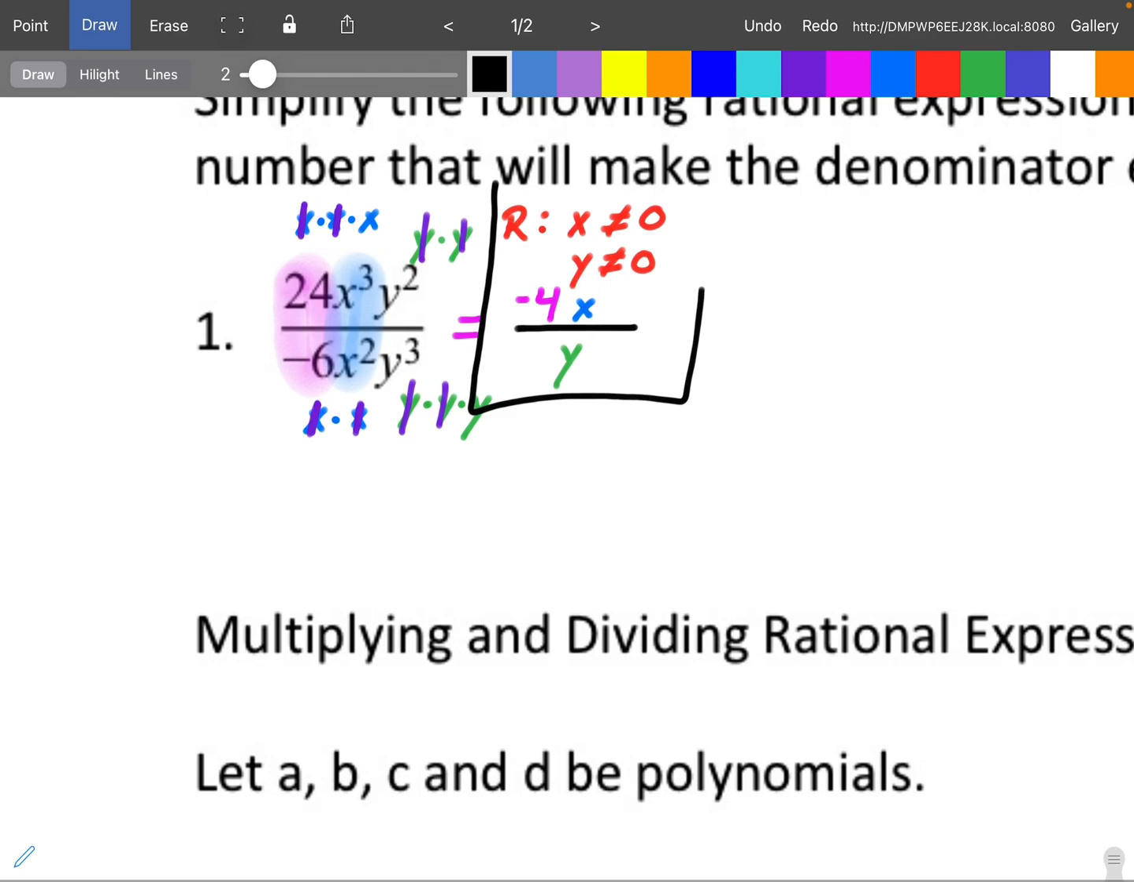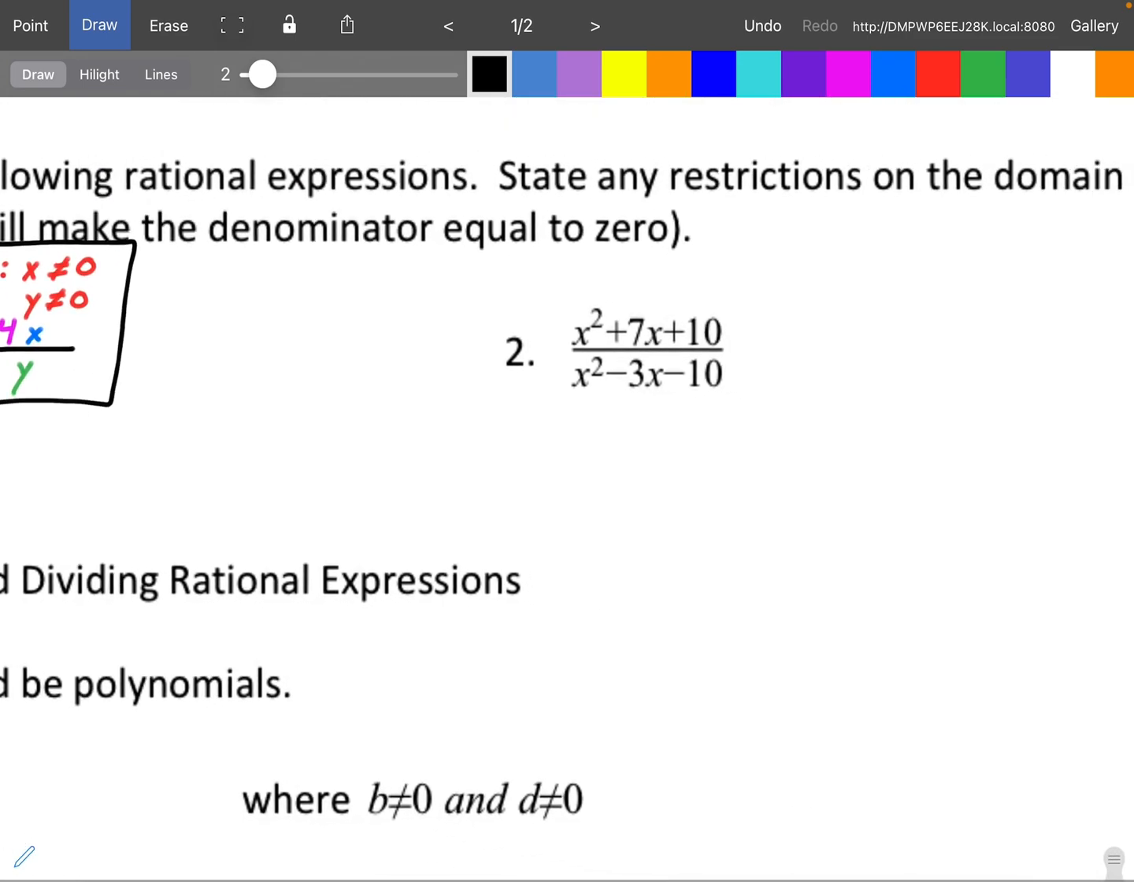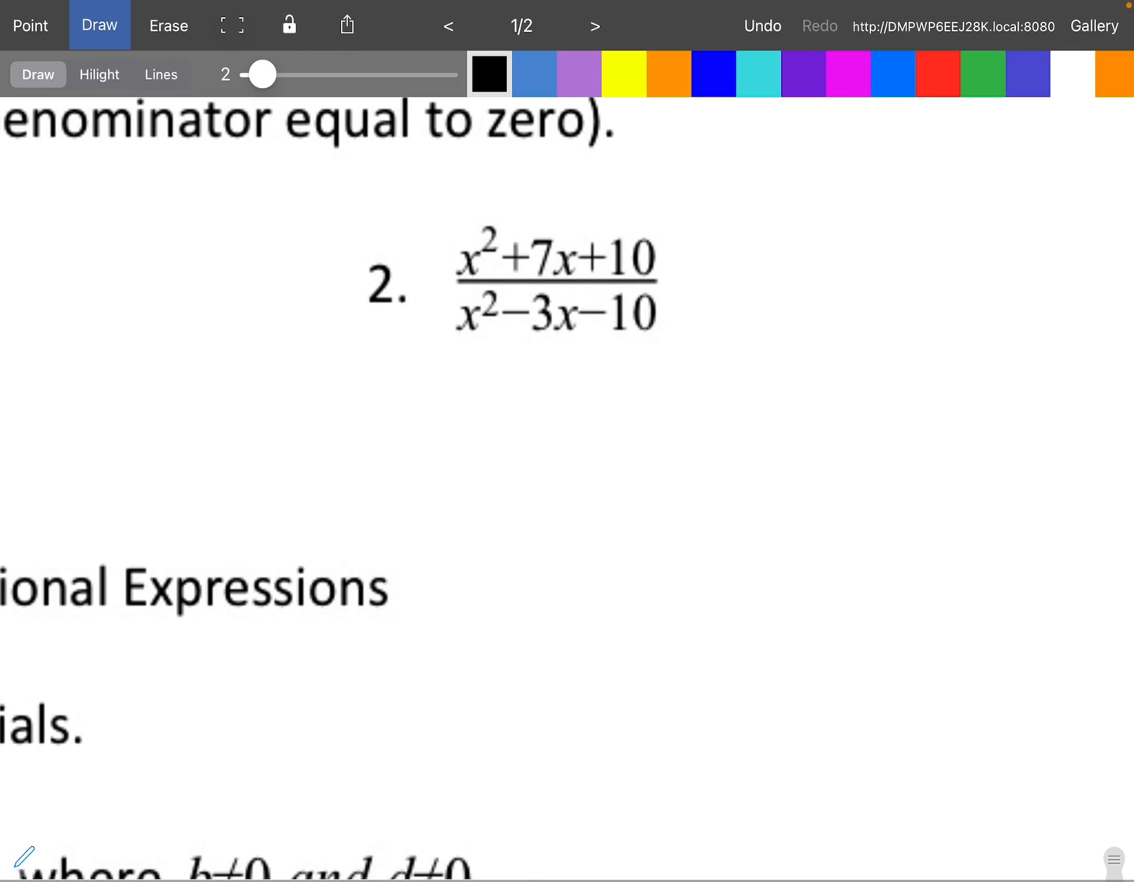And I want to include my restrictions as part of my answer. So that would be my fraction simplified, but I have to understand that x can't be 0 and y can't be 0. They can be anything else, just not zeros. All right, so let's take a look then at number 2.